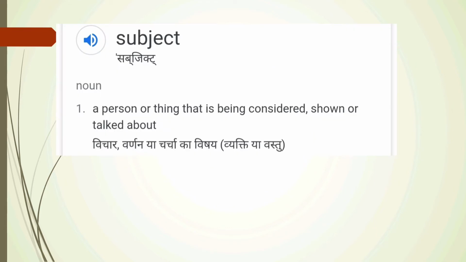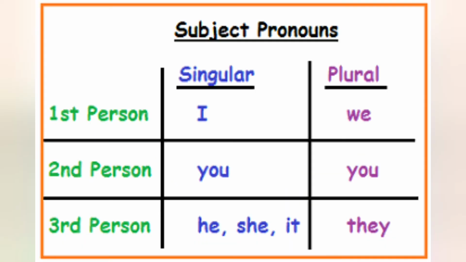What is a subject? A subject is a person or a thing which is being considered, shown, or talked about. We can assume persons to be called the subject. And you have certain examples of subjects. The examples of the subjects are I, you, he, she, it. That is the singular form, and the plural form is we, you, they, them, thou, and there are many others.